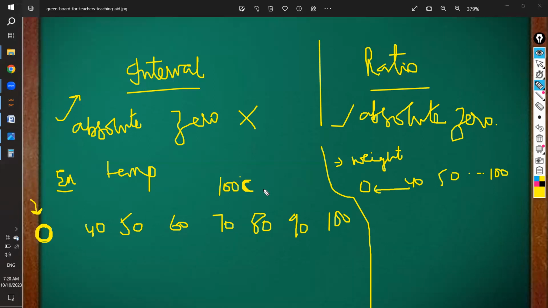But here in temperature it is just a representation. You can again go back and have other values also, minus 10 degrees, minus 20 degrees. So you cannot directly say that the level of heat is completely 0 over here.